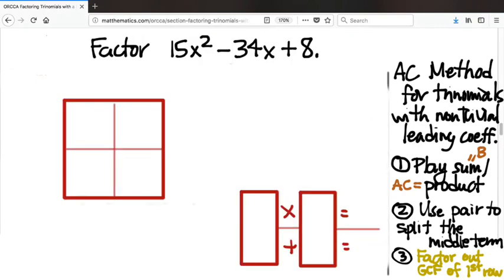So this is an example that's going to stretch our AC method a little bit. And in particular, it's going to stretch our ability to win the sum and product game. So let's see the method in all of its glory.